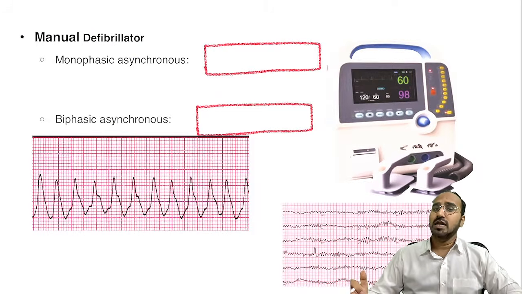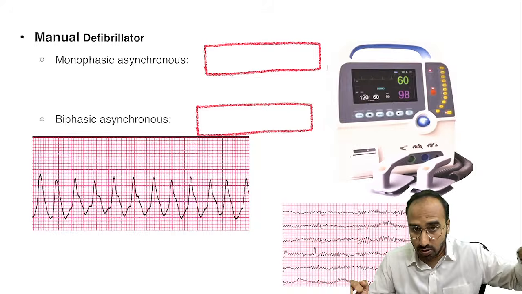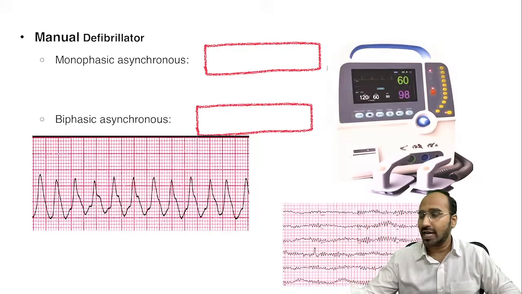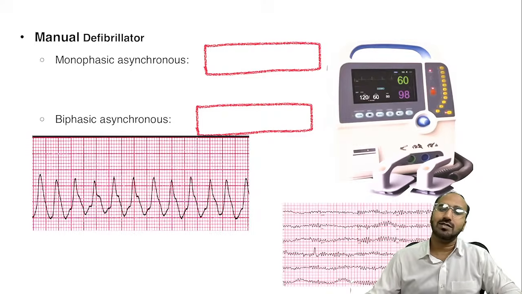Okay. And remember, why do you call for help? Because the person who goes for help comes with a defibrillator. In the hospital, we have this defibrillator, which is called a manual defibrillator. Whereas in the shopping mall, cinema hall, we have an AED, automated external defibrillator.